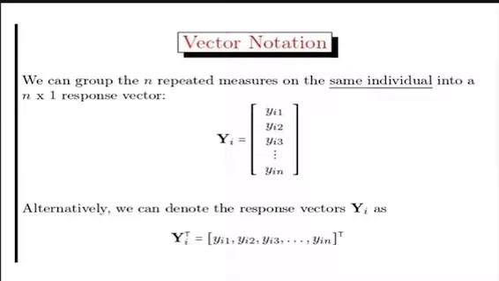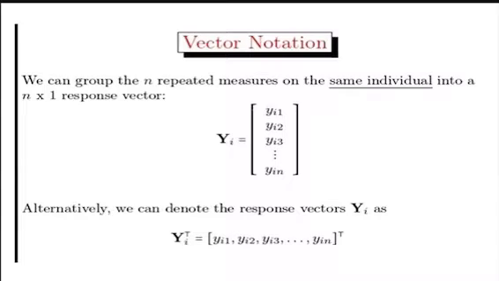Now, take a look at this vector notation. Yi is like the response of a particular individual. When I say i equal to 1, that is individual number 1. This is going to be the responses that I got in different occasions from individual number 1 when I plug in 1 for i. Any question? This is just a generalization.